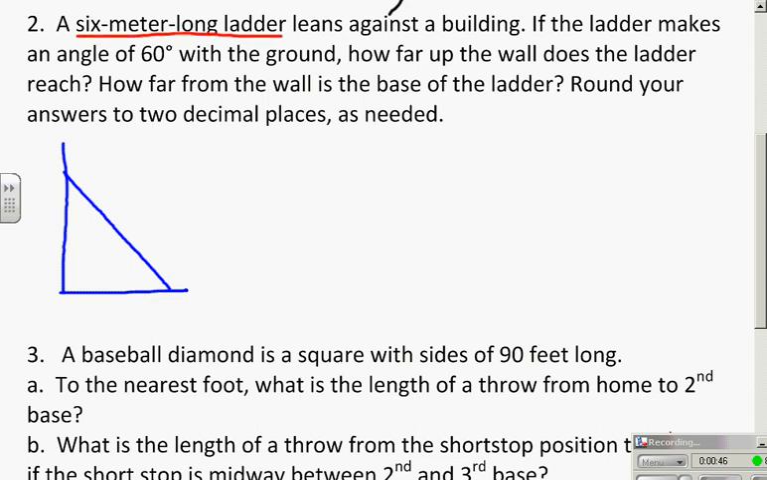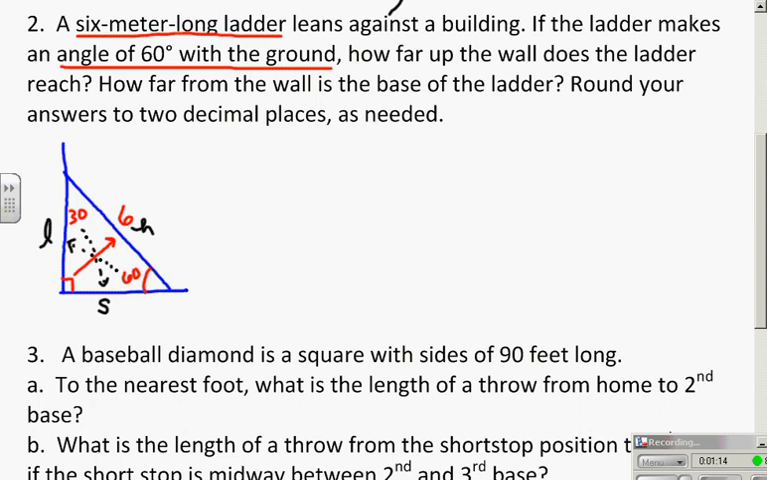A 6-meter ladder. So the ladder is 6. It's making an angle of 60 with the ground. And again, we assume our buildings are straight up. So that makes that a 30. So I know my hypotenuse, my length on the ground is my short side, and how far up I reach my building is my long side.